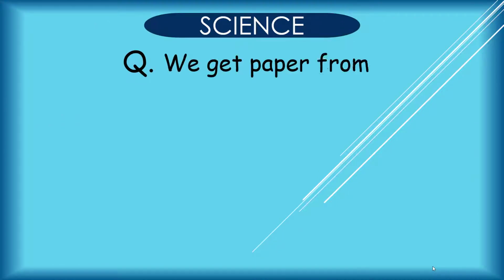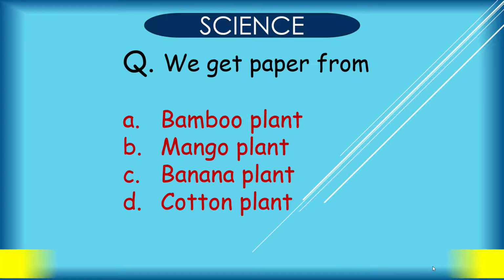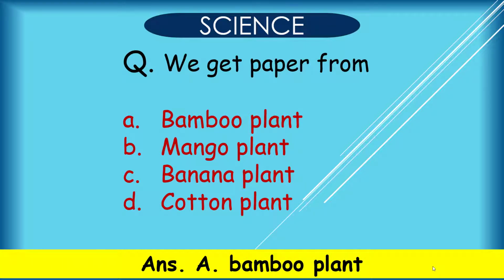Question: We get paper from A. Bamboo plant, B. Mango plant, C. Banana plant, D. Cotton plant. Correct answer is A. Bamboo plant.